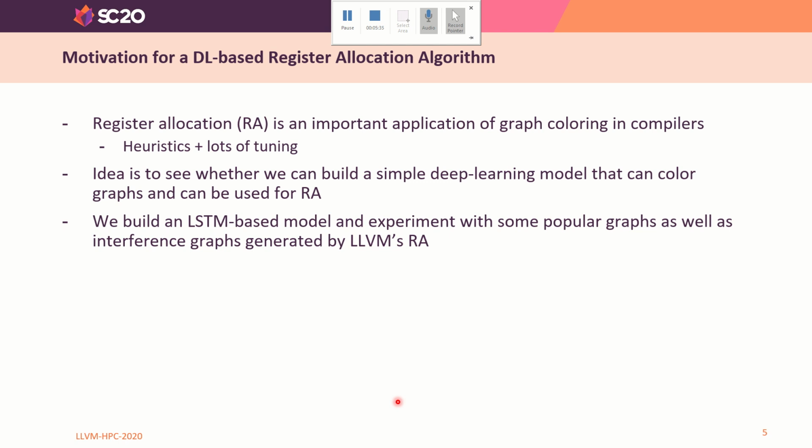So the idea is to see whether we can build, at least for the initial part, a simple deep learning model that can color graphs and can be used for register allocation. One of the motivations, as I said, is that we can do away with all this special heuristics and tuning which only a few compiler engineers understand well. So what we try to do in this work is build an LSTM based model, which is basically a special version of a recurrent neural network. We experiment with some popular graphs, and then we also experiment with some interference graphs that we have generated from LLVM's register allocator. And we see how we perform on these various graphs by using our deep learning model.